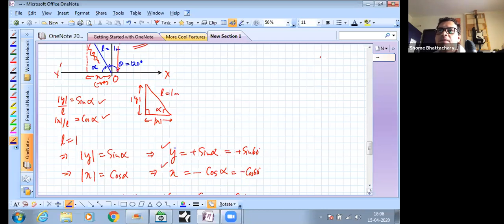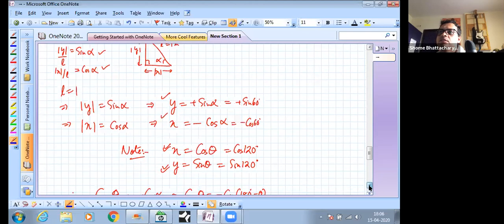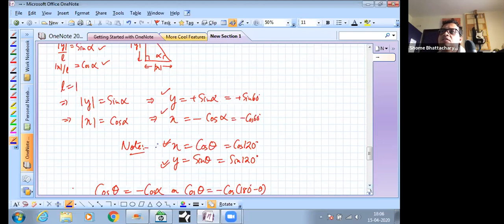And then you know that by definition, in terms of projection, the y projection is always sine theta, and the x projection is always cos theta. So I'll replace y with sine theta, and I'll replace x with cos theta. These two lines are the new definitions of sine theta and cos theta in terms of projection. So you replace x in this equation with cos theta, and you replace y with sine theta, and you come to these equations.